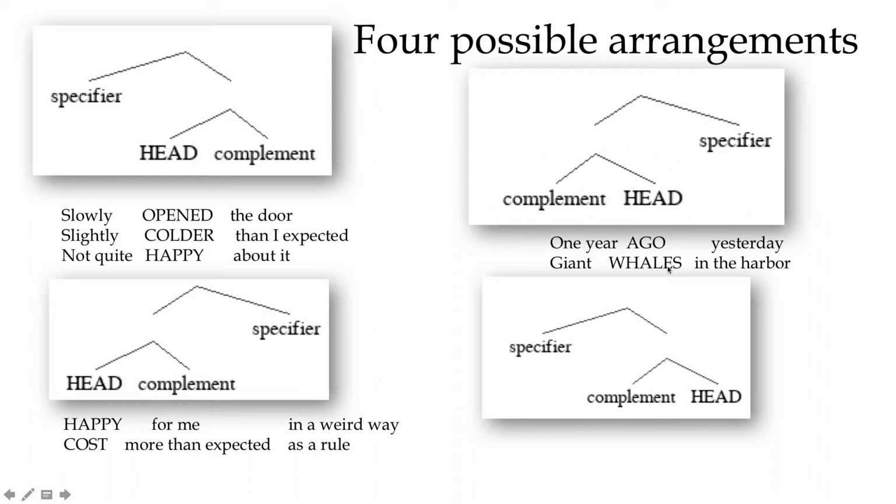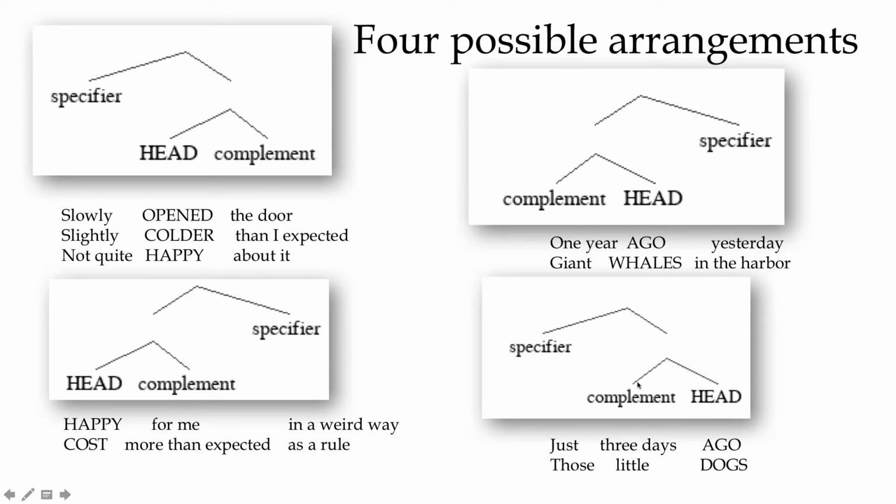Giant whales. So giant is an adjective modifying the noun whales. Giant whales. Where were these giant whales? They were giant whales in the harbor. Giant whales were in the harbor. So giant whales, this is the extra information in a more distant relationship. And a final example would be just three days ago.